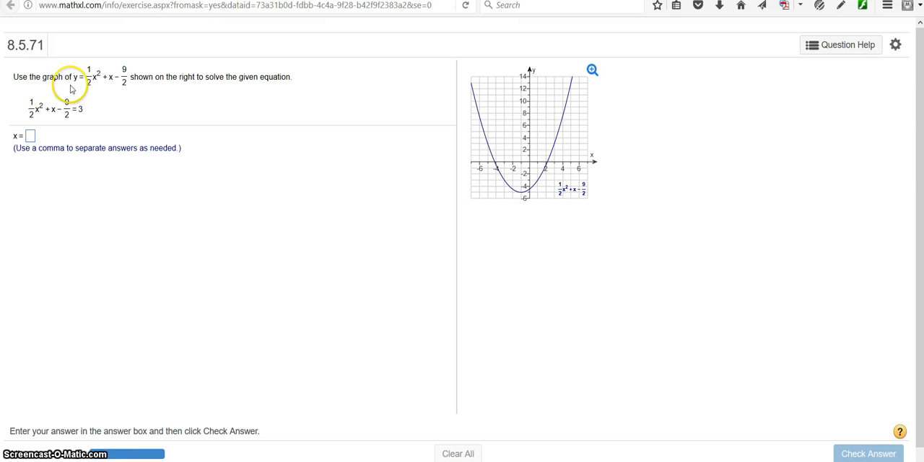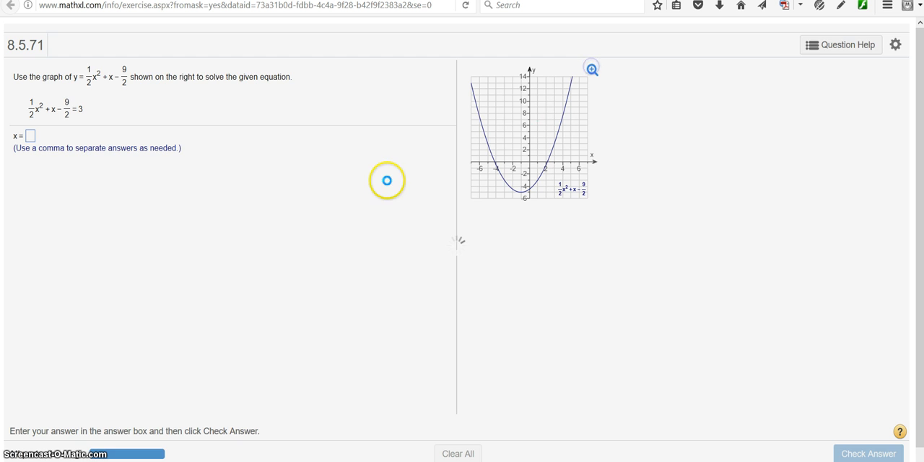Okay, so they give us the graph of y equals 1/2 x squared plus x minus 9/2, and they show it over here. And they want to know, when is this equation 1/2 x squared plus x minus 9/2 equal to 3? Well, really, and this is a question that a lot of people misunderstand at first, but once you understand what they're asking, you'll see it's really a pretty simple question. What they're saying is, we want y to be 3. We take 3 and plug it in right there for that y.